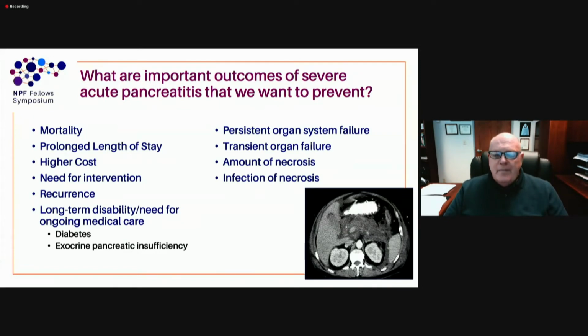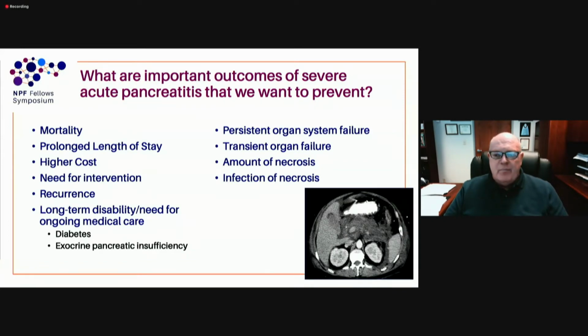So when I think about managing these patients with acute pancreatitis, you wonder, what is it we're actually trying to do? What are we trying to prevent? And if you read the literature, most of what's defined as the important outcomes are on the right of this slide, which is, does the patient develop organ system failure? Do they develop necrosis? Does the necrosis become infected?